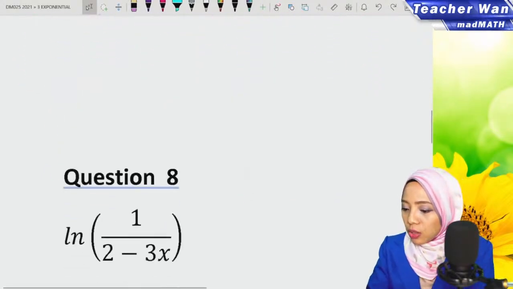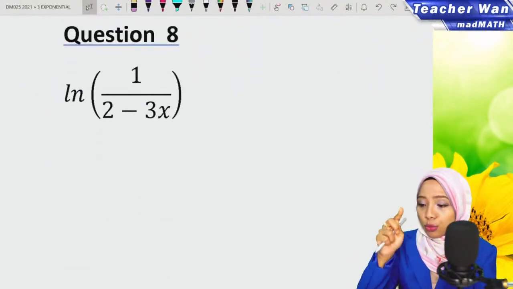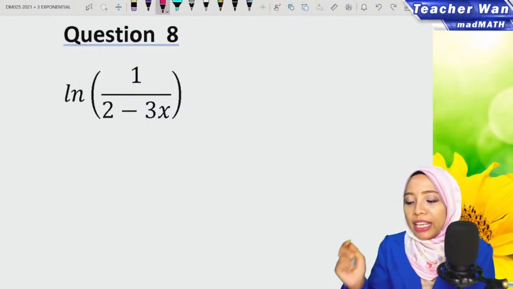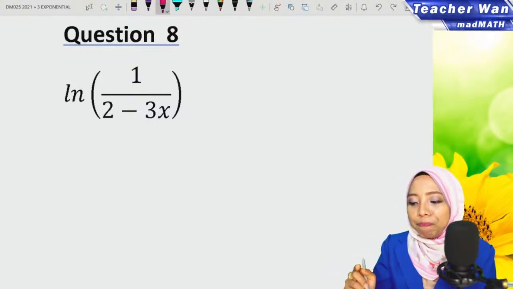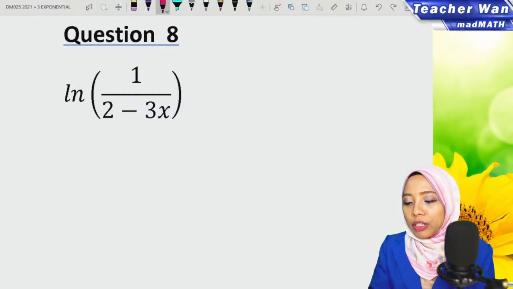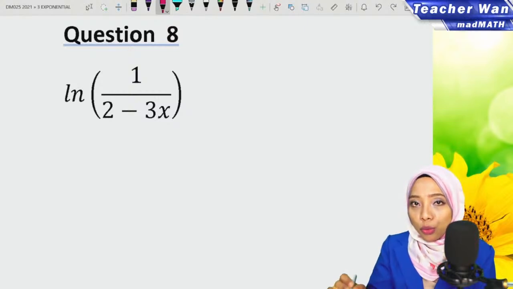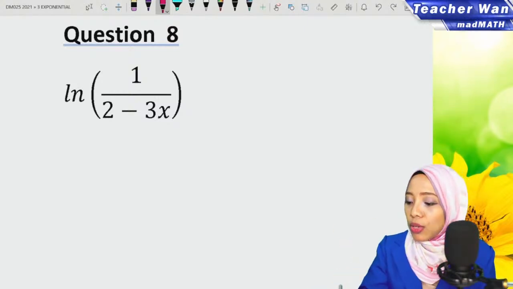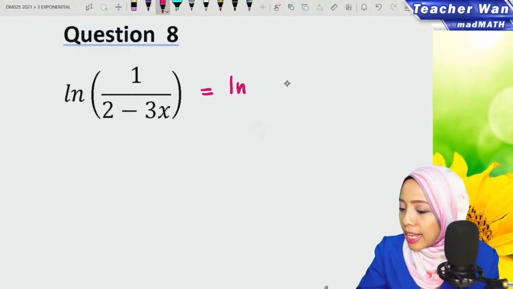All right. So now, let's do question 8. Okay, this time we are dealing with 1 over 2 minus 3x. So again, we can write this as 2 minus 3x to the power of negative 1.